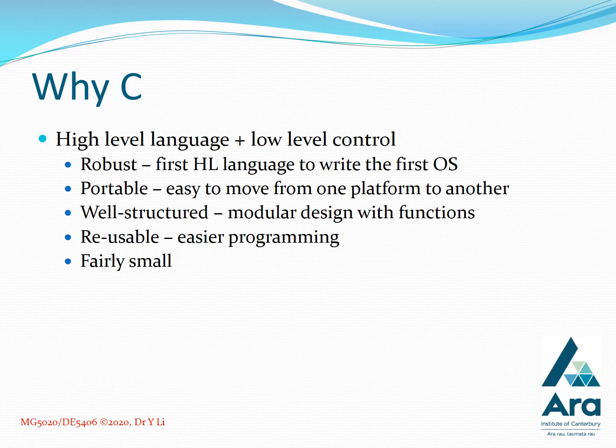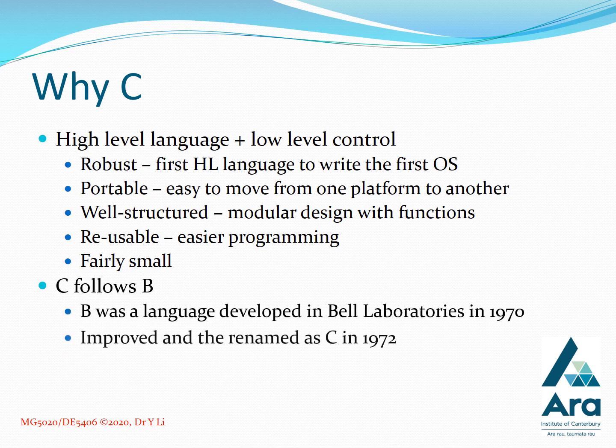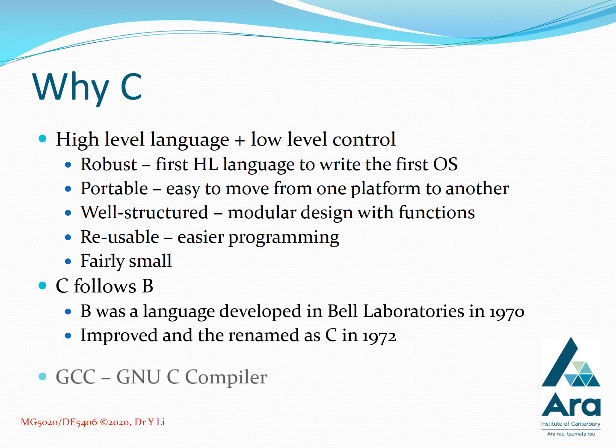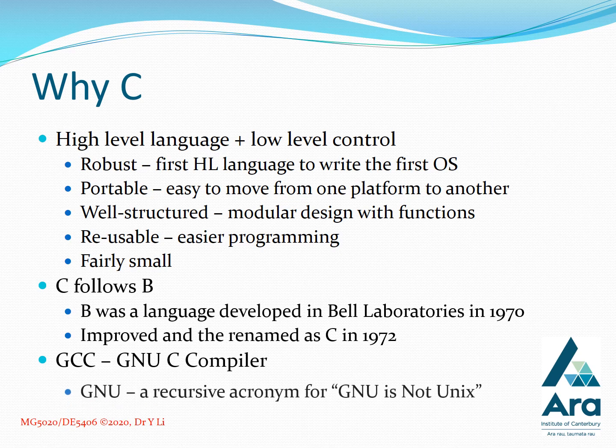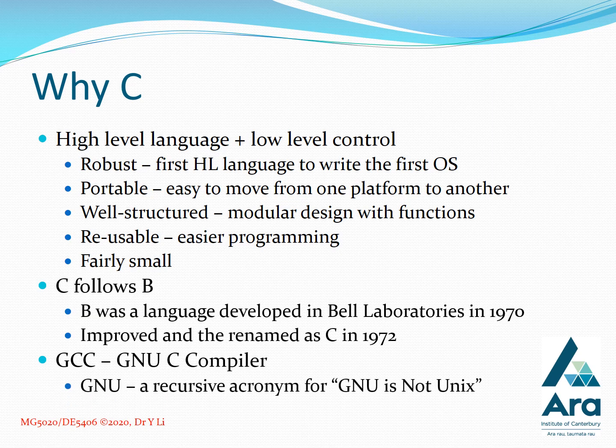Why is this language called C? There is some interesting history here. In the alphabet, C follows B. In 1970, Bell Laboratories in the US developed a language for their own computers. They called it the B language. It was very successful. After some improvement, the B language could be used for other computers. It was then named the C language in 1972.